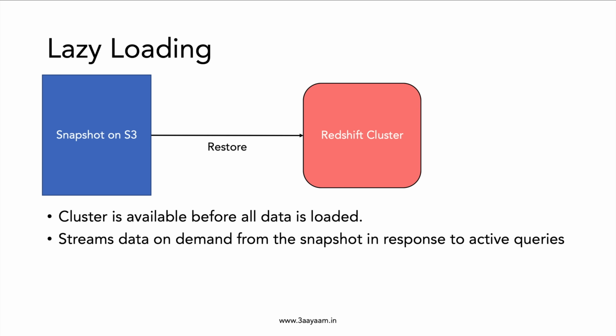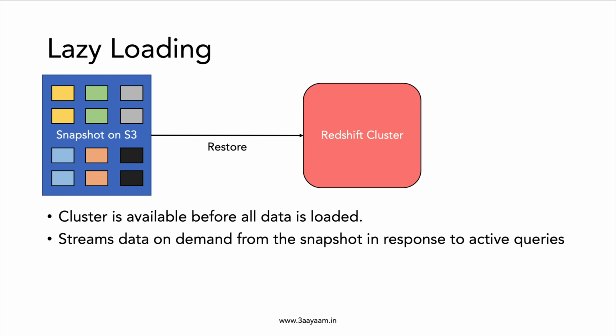As you already know that Redshift contains 1 MB of blocks, and let's say the snapshot would contain all these 1 MB blocks. So in our case, it is 12 blocks only: yellow blocks, green, gray, blue, orange, and black blocks. So these are the Redshift blocks that have been backed up to S3. Now what is the meaning of this second point? Streams data on demand from the snapshot in response to active queries.